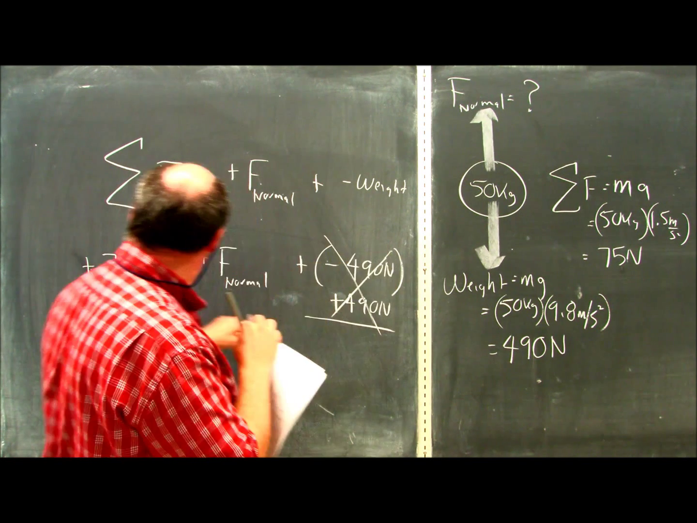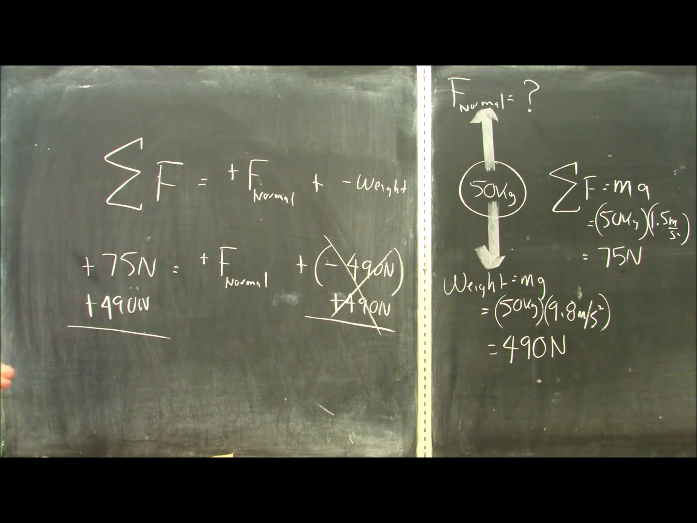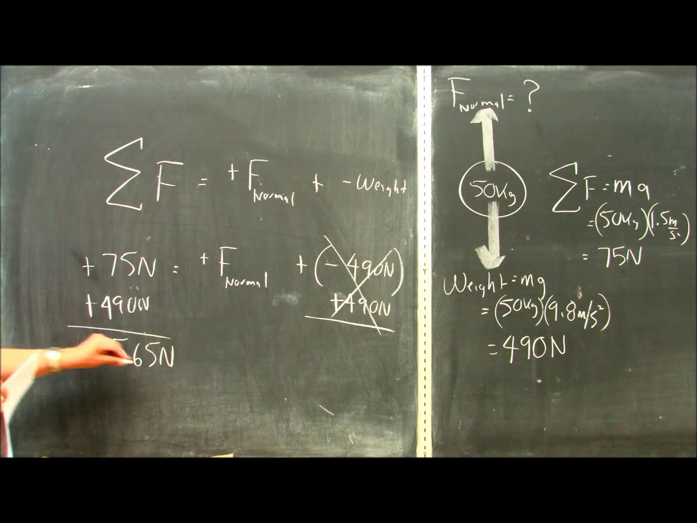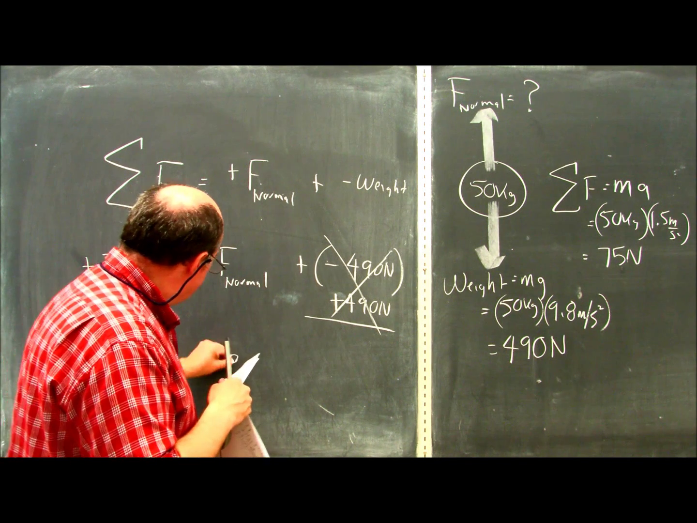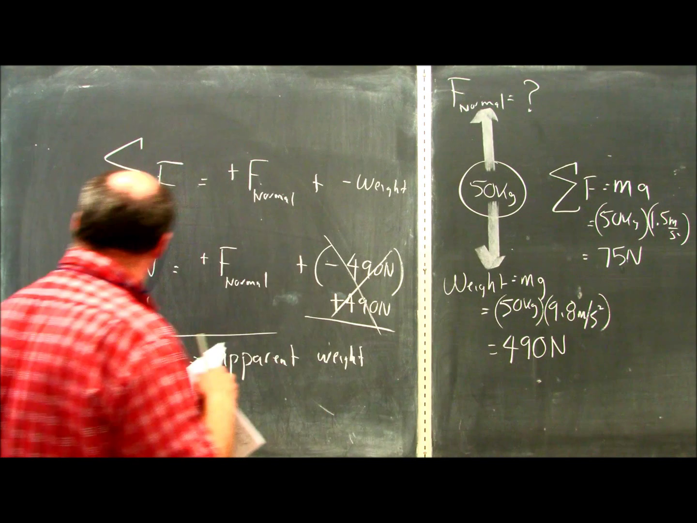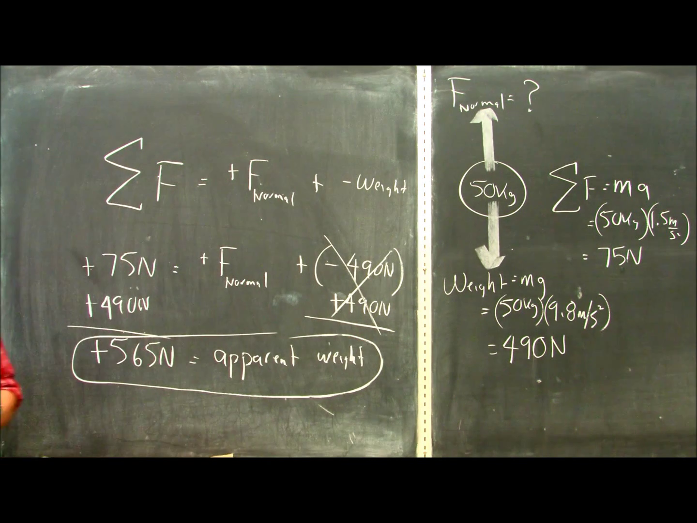So that's gone. And when I do this piece over here, I will get 490 plus 75. This is a positive 565 newtons. So what I've just done is I have found what the apparent weight is.